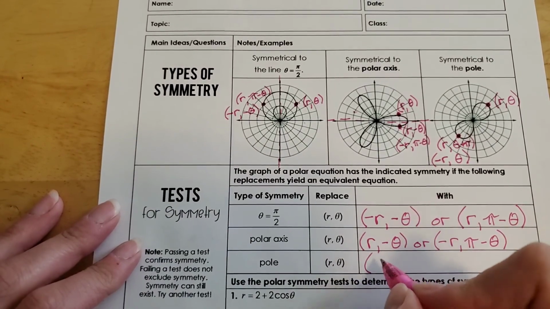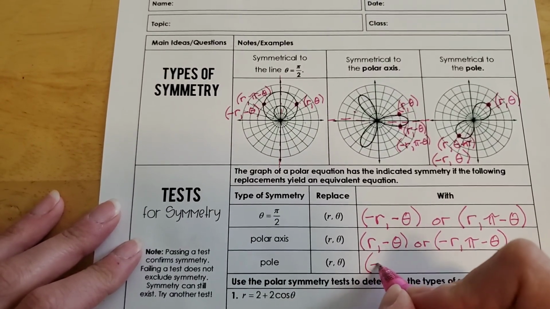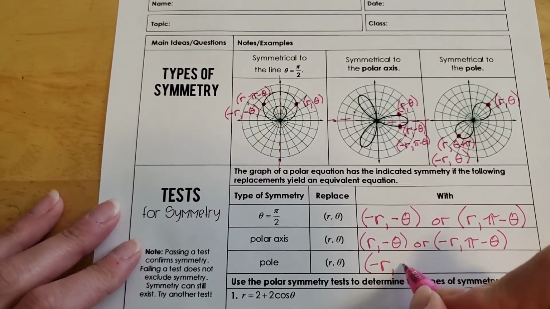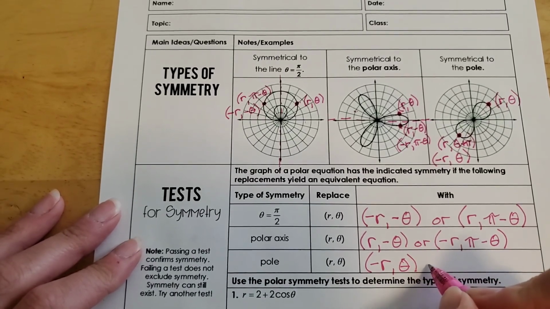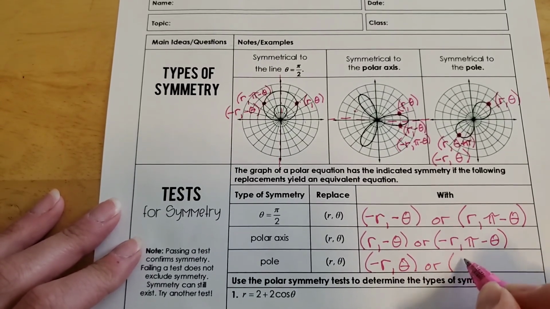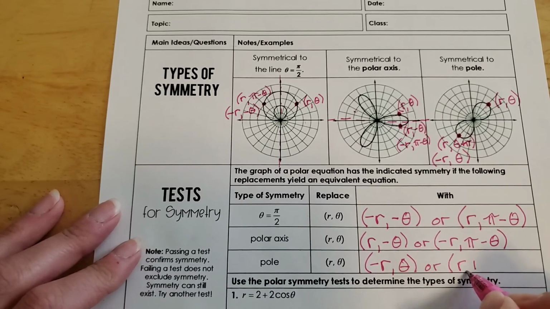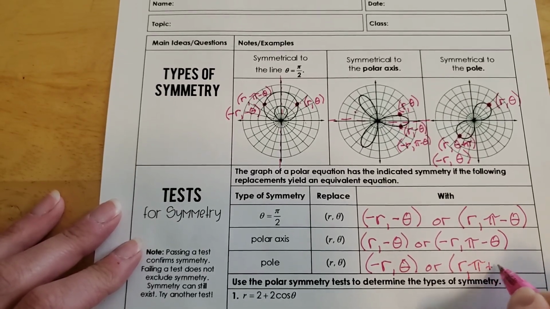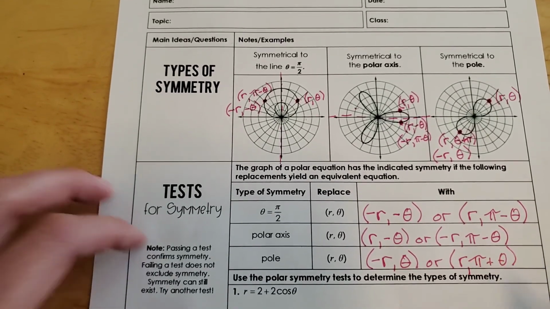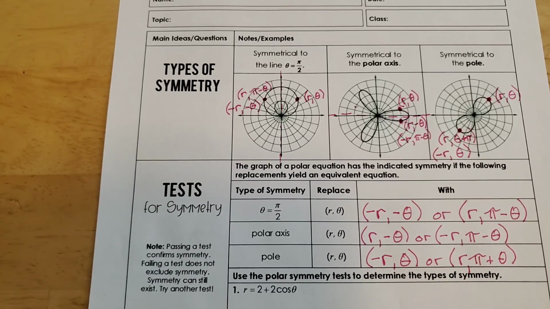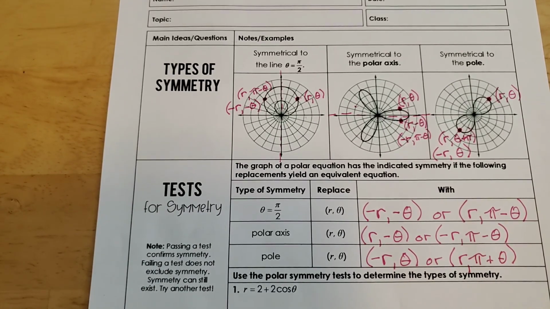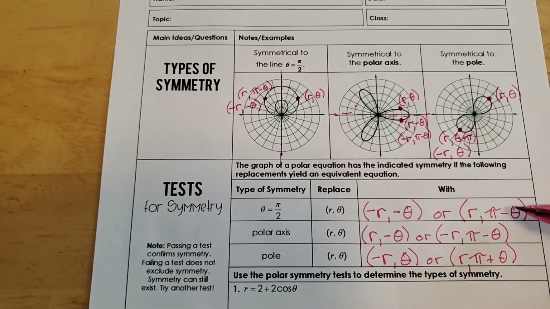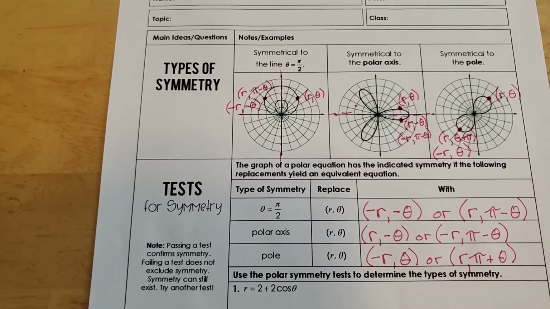Those are the 2 pieces I'm going to use for my pole symmetry. I'm going to replace it either with negative r, theta or r, pi plus theta. All right? So now when I look at these, what am I doing with these pieces?